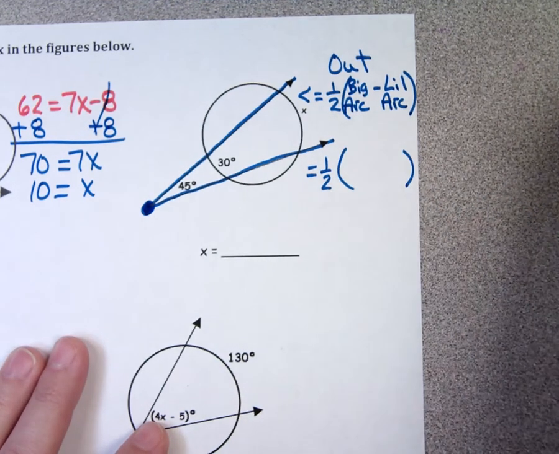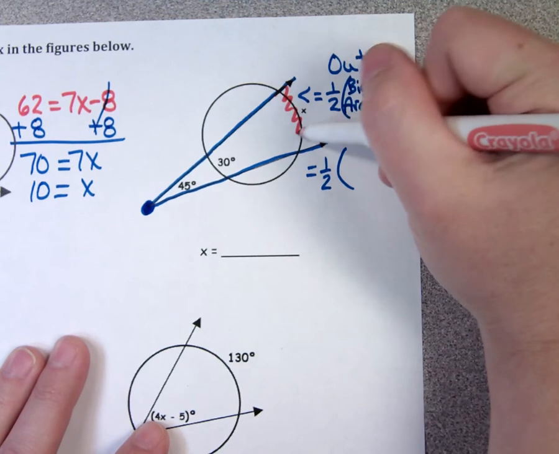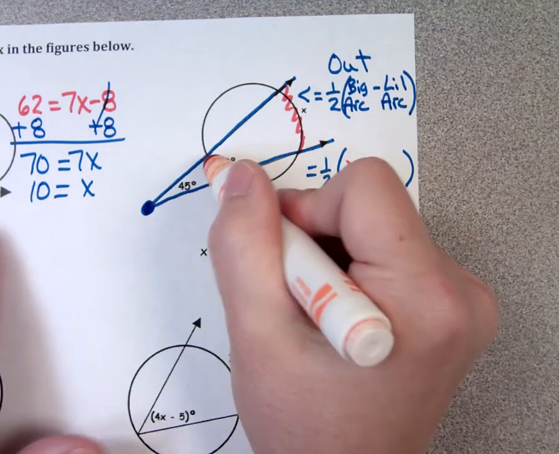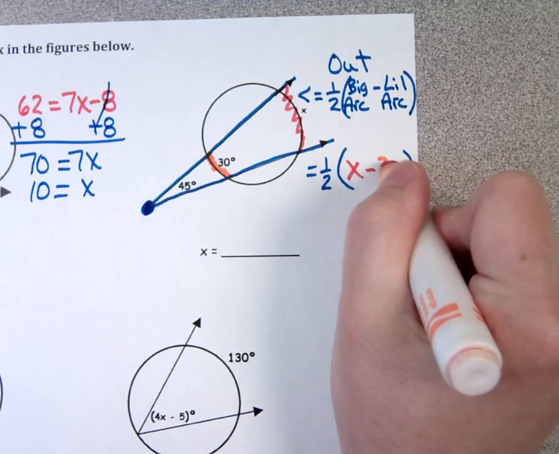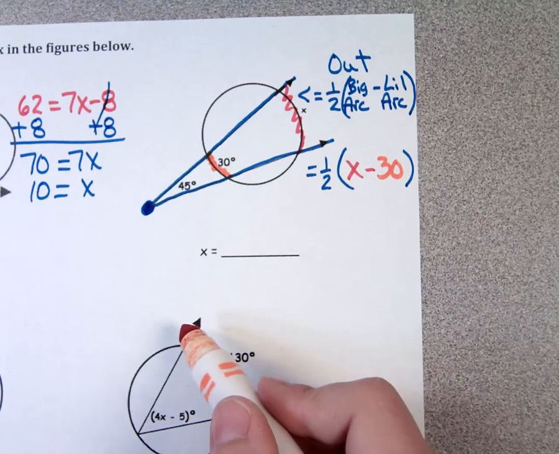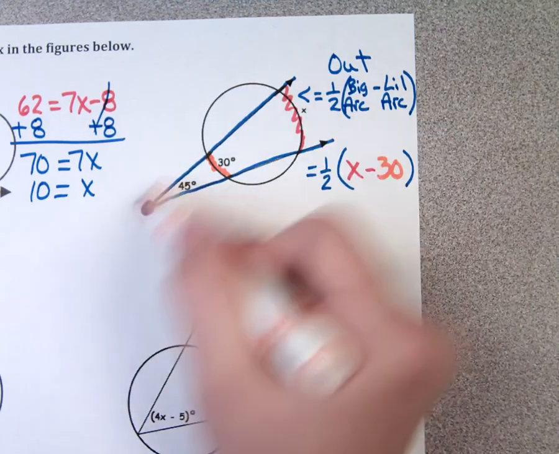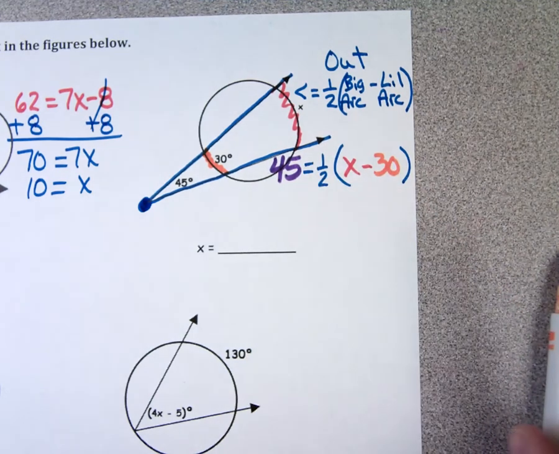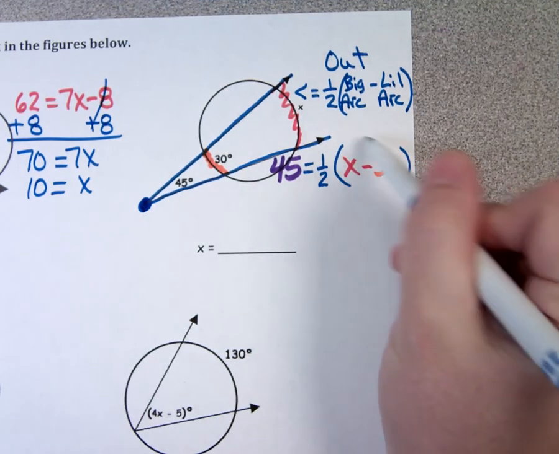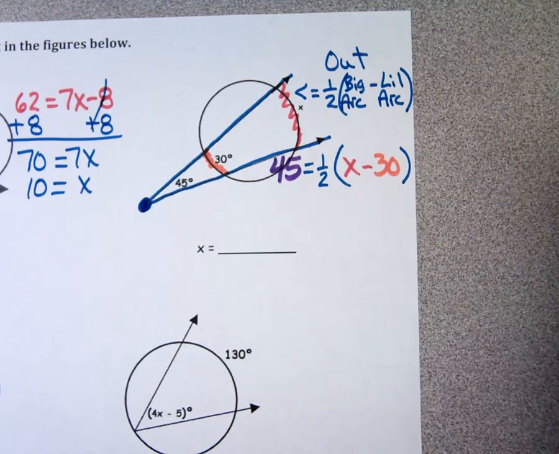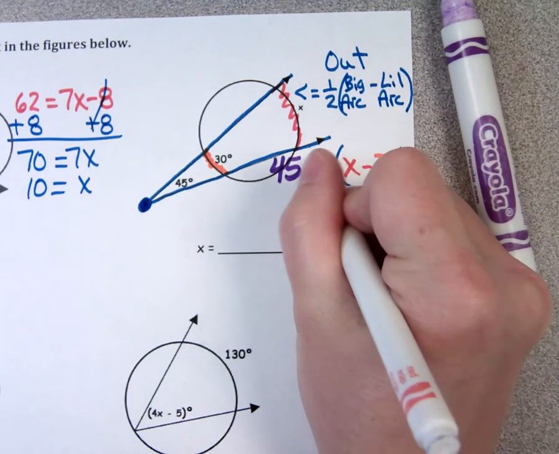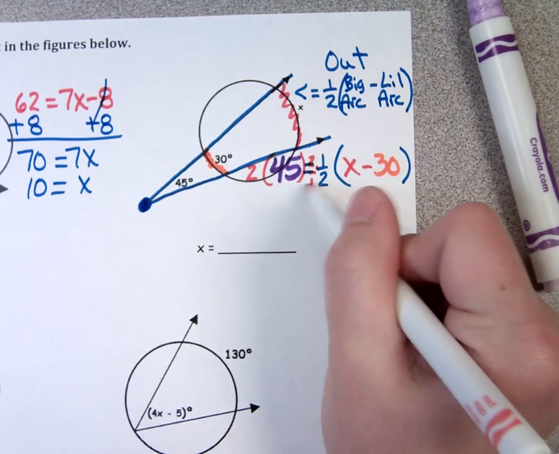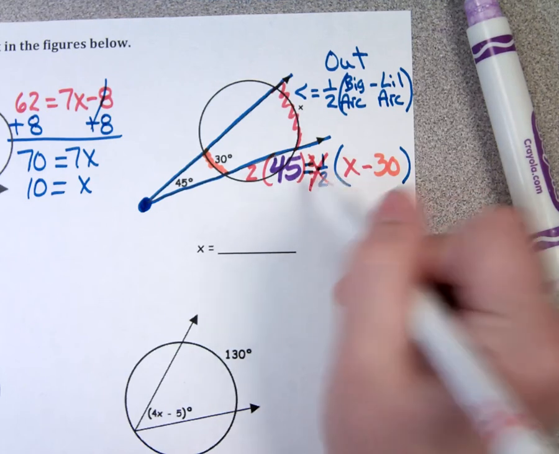So do you know which one's the big arc? The big arc is the x, and then we subtract the little arc, and the little arc is the 30. And then which one's the angle? The angle is the 45. So the 45 goes right here. Now I could solve this different ways. I could distribute the 1/2, or I could get rid of the 1/2 by multiplying by 2. If you ever want to get rid of a fraction, you multiply by the reciprocal. And then this makes 2 over 2, and 2 over 2 is 1, so that's gone.